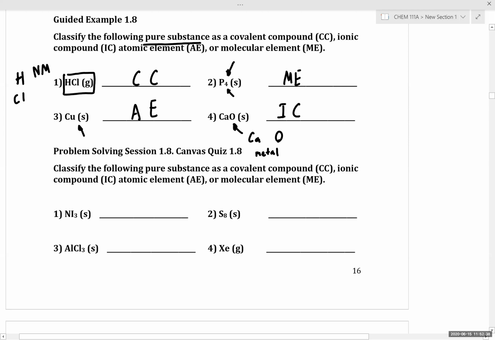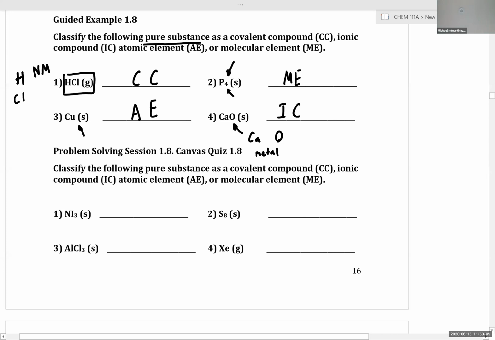Hey, Professor, could you clarify for me the difference between atomic element and molecular element? An atomic element is composed of just a single atom in the formula, while a molecular element has 2 or more atoms. But it has to be the same atom, right? Yes, for molecular, it has to be the same element. Yeah. Okay, cool. Thank you. Yep.